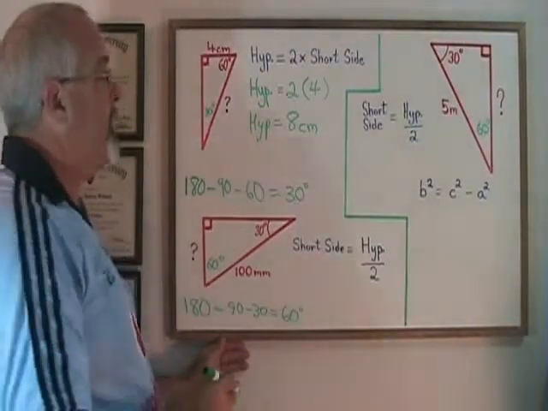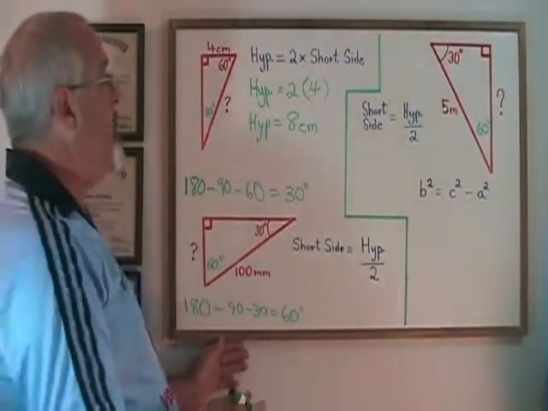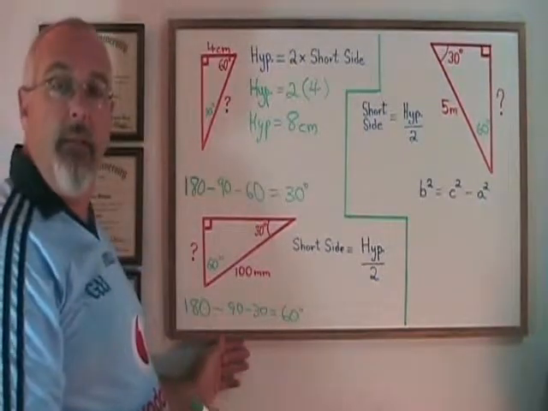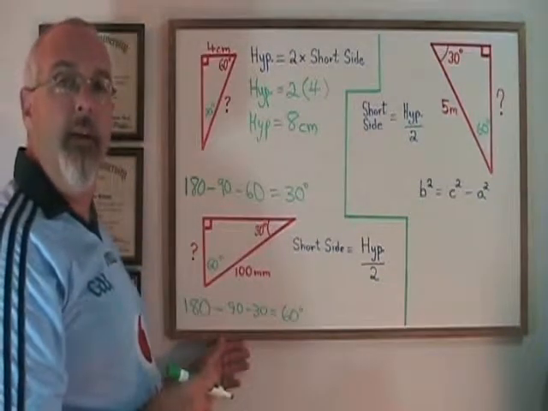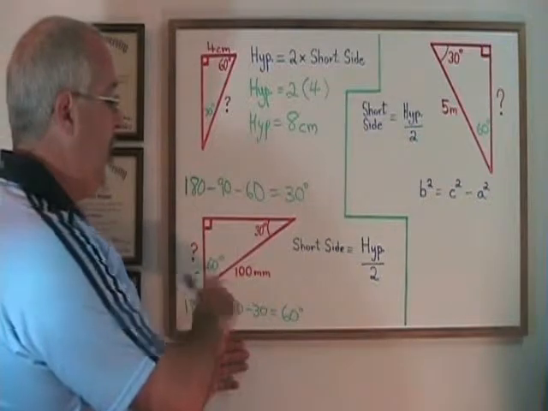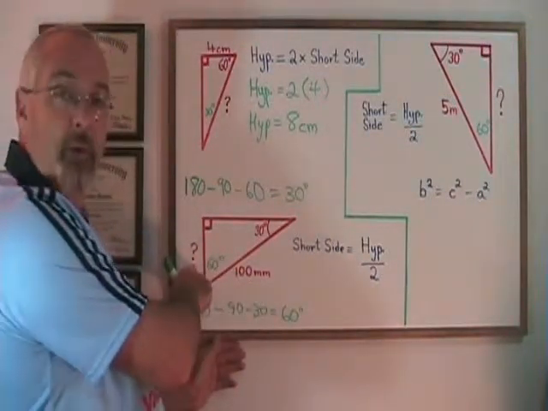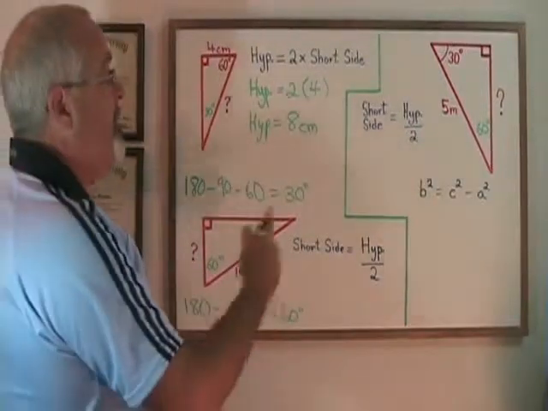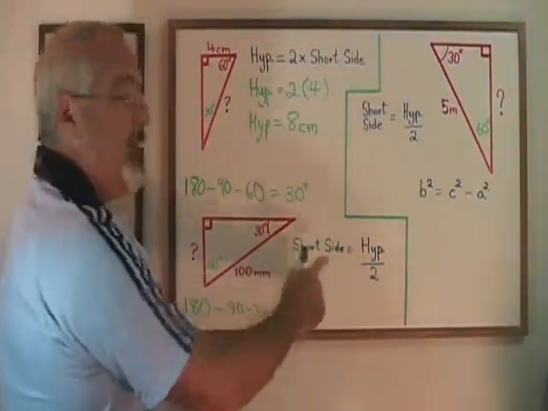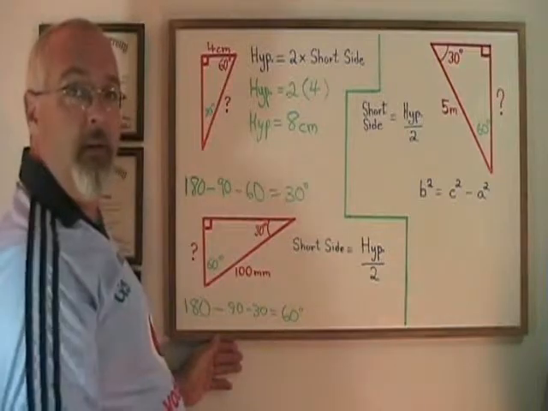So we have a clever little trick, which is easy to use, that helps us find a missing hypotenuse, but only in a 30, 60, 90 triangle. In this example, we are given the hypotenuse, but we are being asked for the short side. The same property can be expressed in this way. The short side must be equal to the hypotenuse divided by 2.